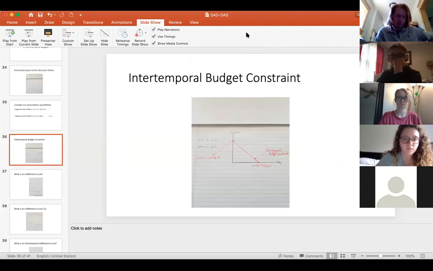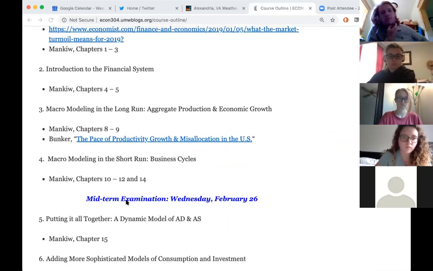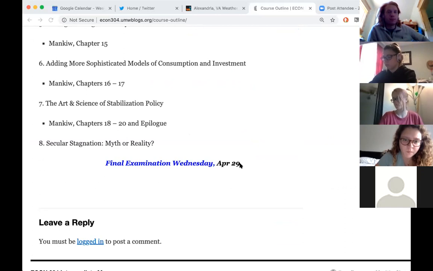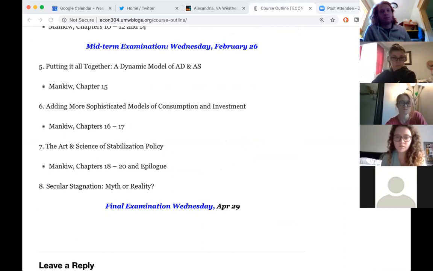Okay. One other thing I might show you since you're here and I'm here. Too many windows again. If you go back to the course outline and you scroll down, what you'll see is more sophisticated models of consumption and investment. That's chapter 16 and chapter 17. And then the final exam is April 29th, which is the Wednesday. So if you need some extra credit, read those chapters 16 and 17 and send me a module analysis. I'm sure nobody needs extra credit.